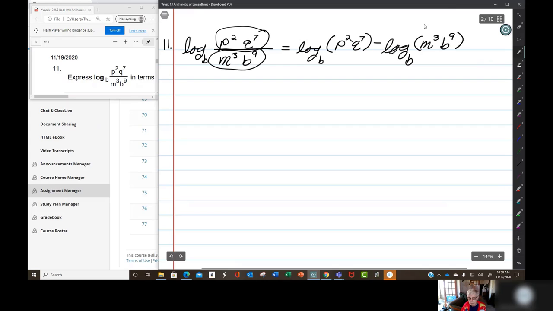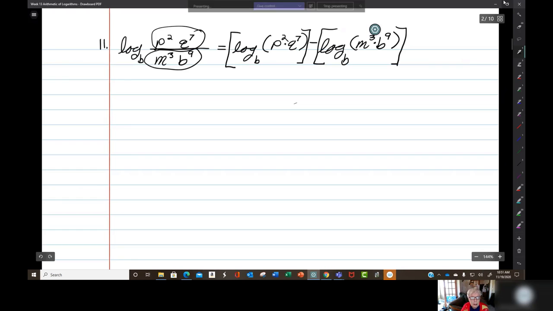Now, I'm going to put brackets around this and brackets around this. Because now we're going to be dealing with some trickier stuff. This is a product. This is p to the 2 times q to the 7. This is m to the 3 times b to the 9. So we have to use the product rule now. So what we did first, and I suppose it might be a good idea to write down quotient rule. First step was the quotient rule.